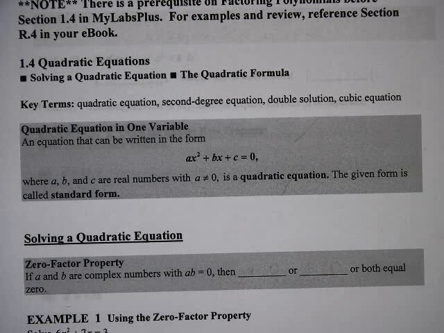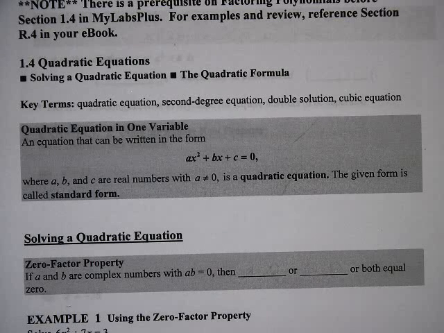variable. In your gray box, your definition for that, and it says an equation that can be written in the form ax squared plus bx plus c equals 0, where a, b, and c are real numbers, with a not equal to 0 is a quadratic equation. The given form is called standard form. So as we move forward to solving these equations, it is important that you know that your standard form is ax squared plus bx plus c equals 0, with all of that being on one side of the equation and your 0 being on the other side.